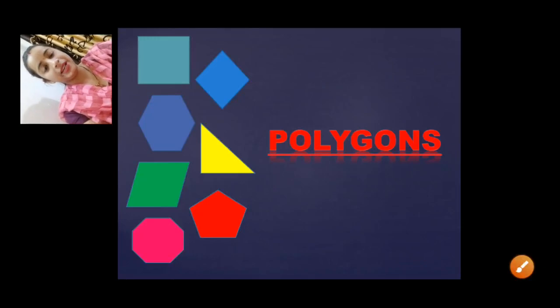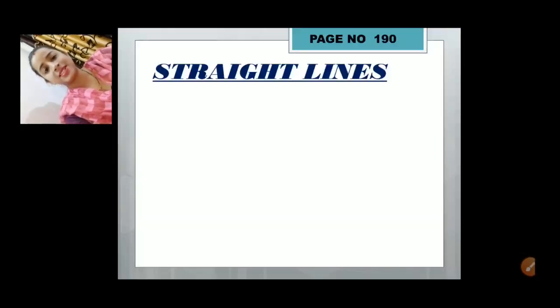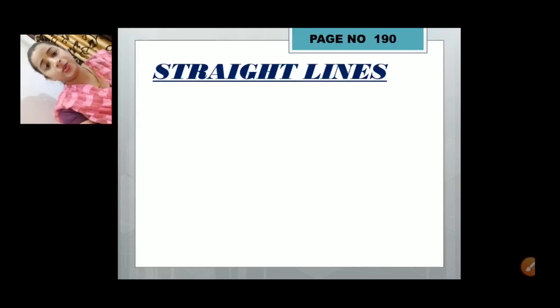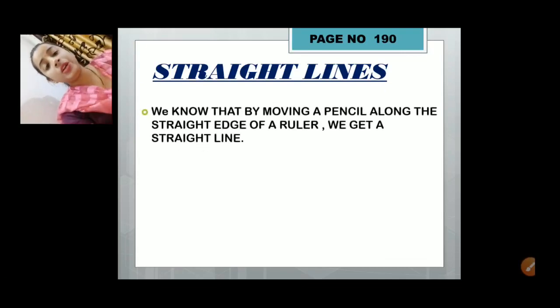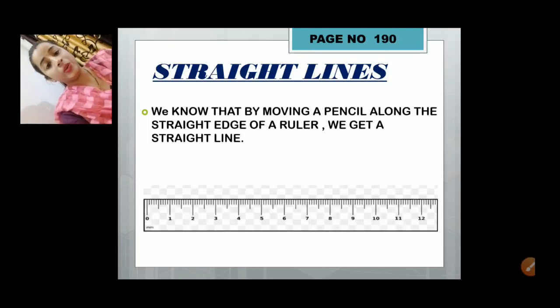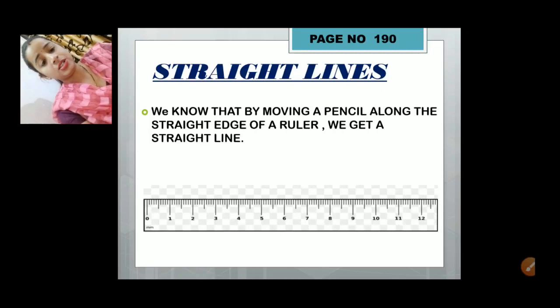So here we are with the chapter name, that is polygons. We will start with the very basic thing, that is a straight line. You all know that if you have to draw a straight line, you will be using your scale, right? We know that by moving a pencil along the straight edge of a ruler, we get a straight line. So you can use your pencil or your pen and just draw the straight line.